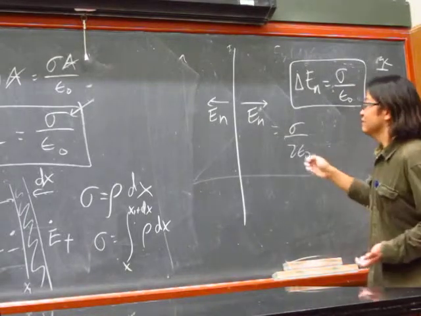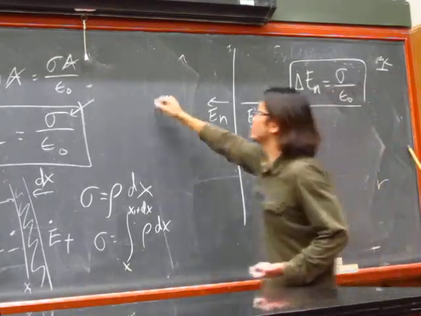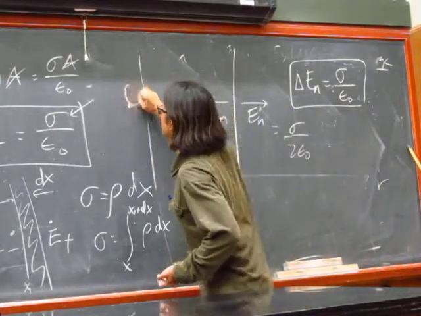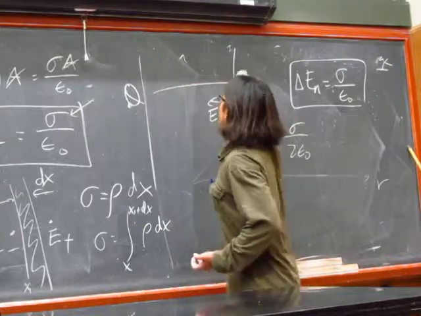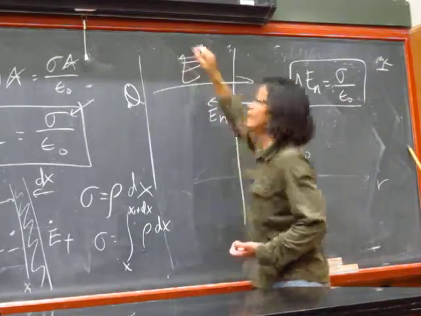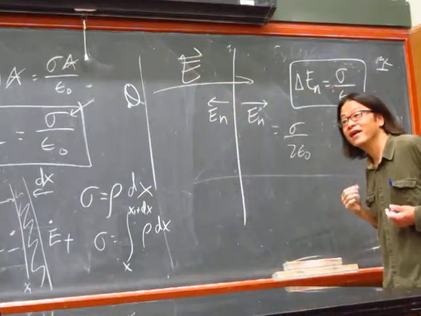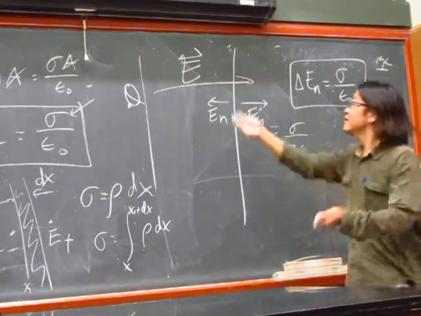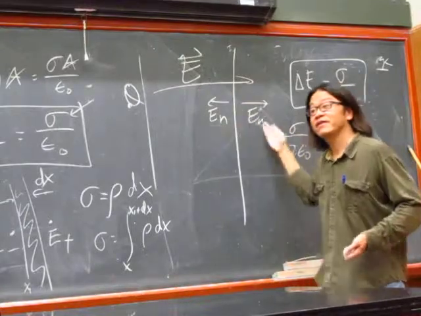Okay? But you can also imagine I put another slab here or something. I have another charge Q here, right? It also adds its own electric field. And since by the principle of superposition all the electric fields have to add, right?